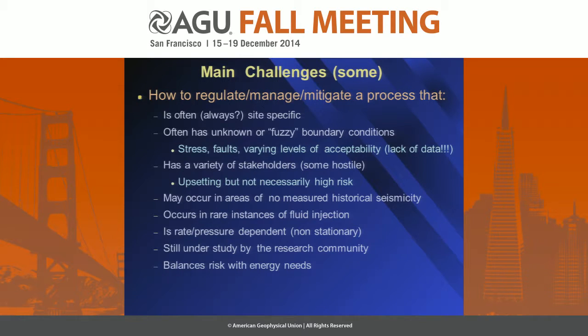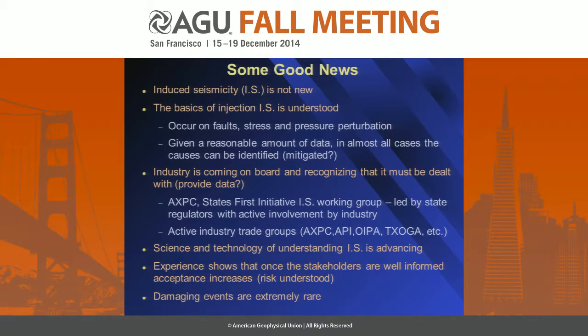And of course you want to balance the risk with the energy needs. Now, when you look at that list, you say, well, why would anybody even think about doing an injection study with induced seismicity? Well, there's a lot of good news, too. Induced seismicity is not a new phenomenon. It's been with us for 100 years in various types of applications, everything from mining to reservoir impoundment to injection. The Denver earthquakes are a good example. We know the basics. We know that it occurs on faults. It occurs in areas where the stress is oriented in the right direction. There's a pressure perturbation. You're perturbing the natural stress. And so we know about that.